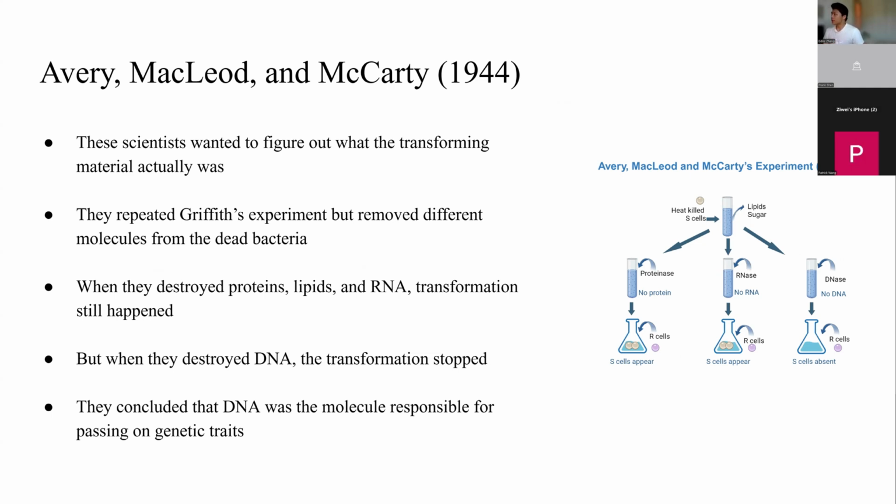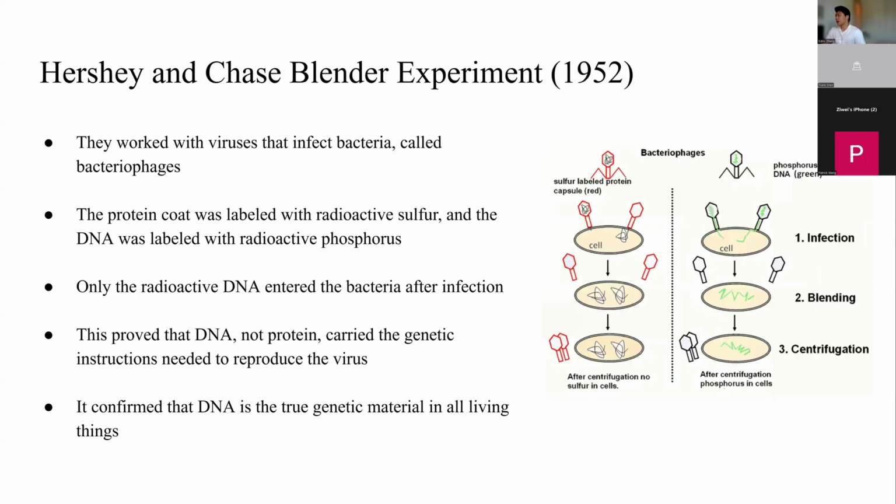So they destroyed certain molecules every trial, all the way until they came to DNA. And when they destroyed DNA, the transformation stopped and the mice did not die. So they concluded that DNA was the molecule responsible for passing on genetic traits. But it doesn't end there. Almost 10 years later, there was still some debate and confusion over whether proteins or DNA was the actual transmitter or holder of genetic information.